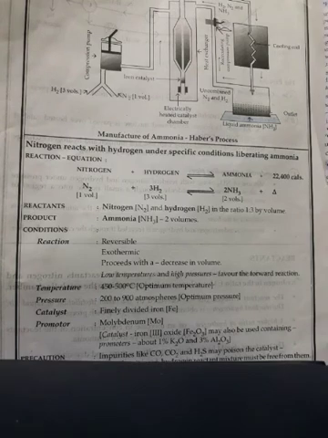So there are two methods to separate ammonia from this mixture. Number 1, by converting ammonia into liquid, and second one, absorbing ammonia in water. Normally the first method is used. Ammonia has much higher boiling point, that is minus 33 degrees Celsius, as compared to nitrogen minus 196 degrees Celsius and hydrogen minus 253 degrees Celsius. So ammonia can be easily liquefied by cooling and can be separated.